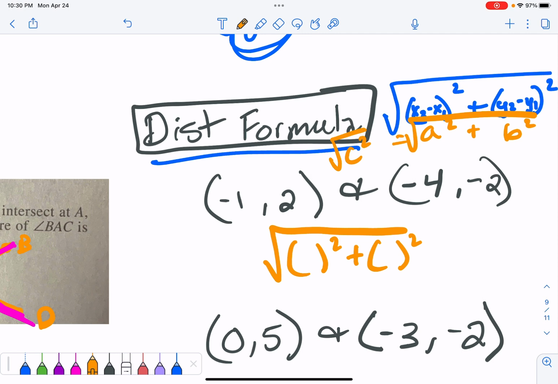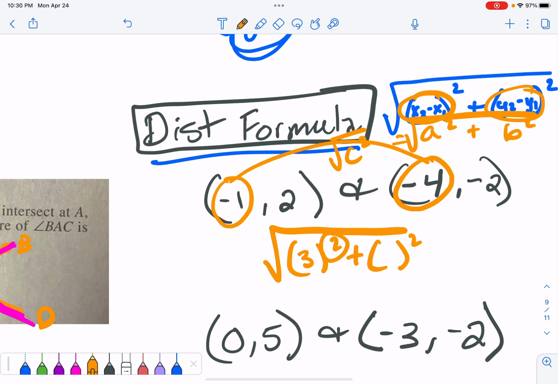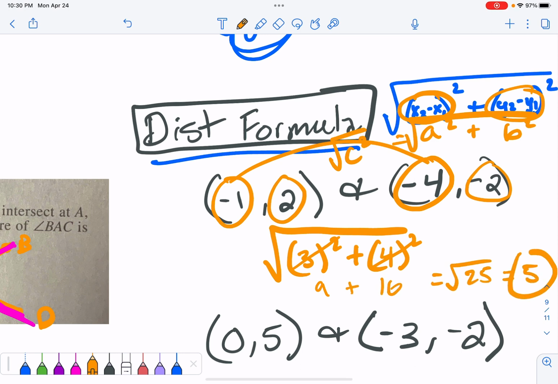So when we do this, I do x2 minus x1 in my head and y2 minus y1 in my head. I'm looking at the x coordinates and I say how far apart are -1 and -4. Those are 3 units apart. I don't care if it's +3 or -3, I just put 3 down because when you square it, it's going to be positive. And then how far apart are 2 and -2? Those are 4 units apart. So 3 squared is 9, 4 squared is 16. Add this together, that's 25, and the square root of 25 is 5. So that's the distance between those two dots on a coordinate plane. That one came out really nice.